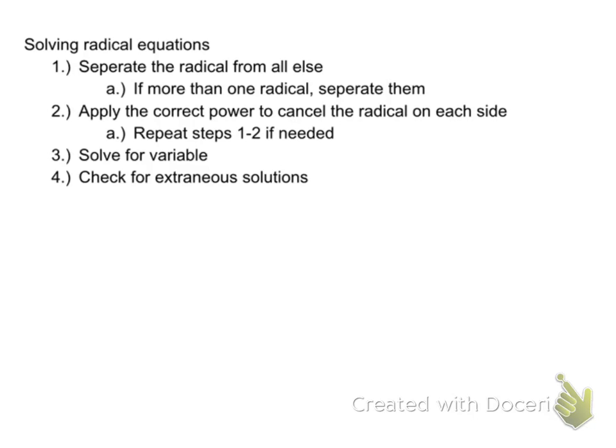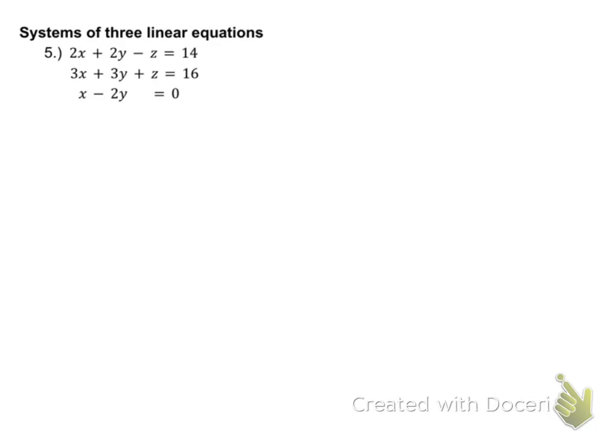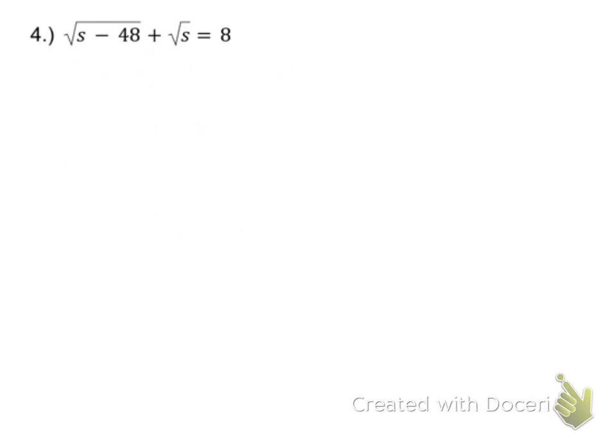Okay? Moving on. Oops, backwards. That way. That's the problem. So this is the problem that looks a lot like problem number 8, which was in your homework from the other day. I told you guys to save it. That's for today. I have the square root of s minus 48 plus the square root of s equals 8.